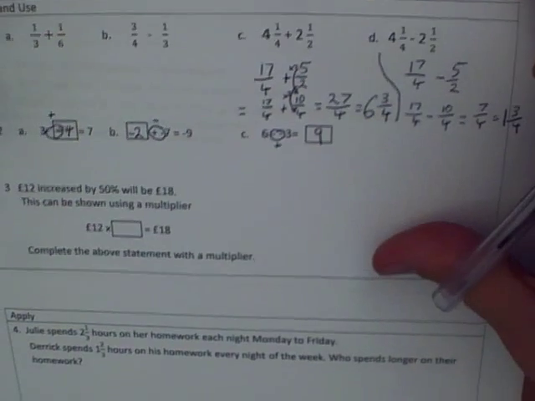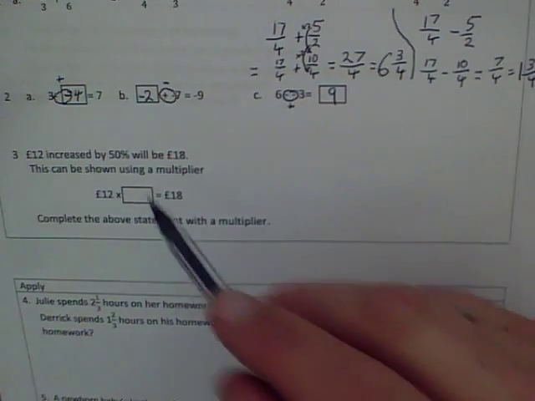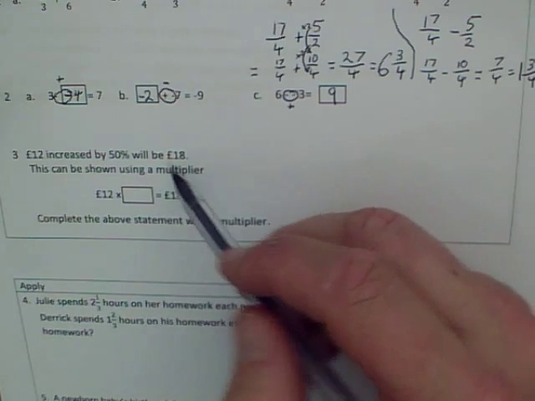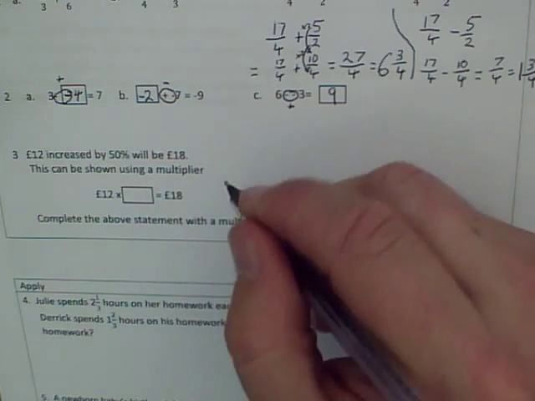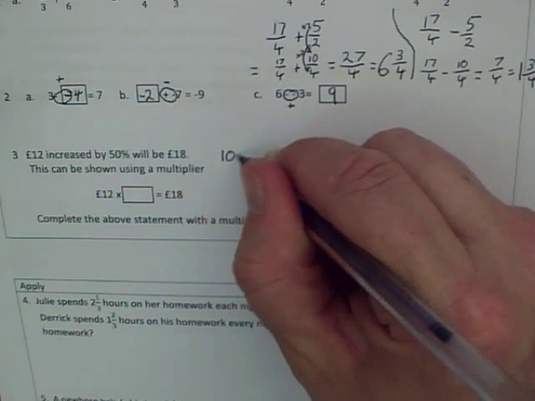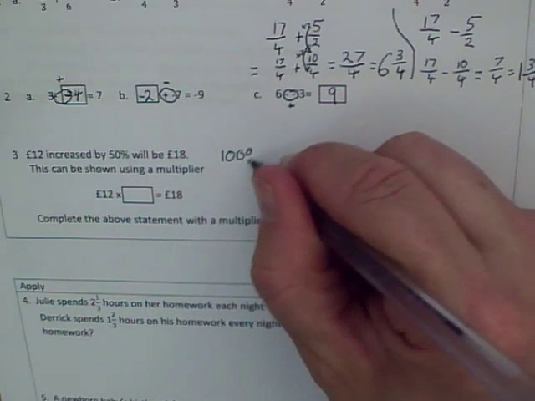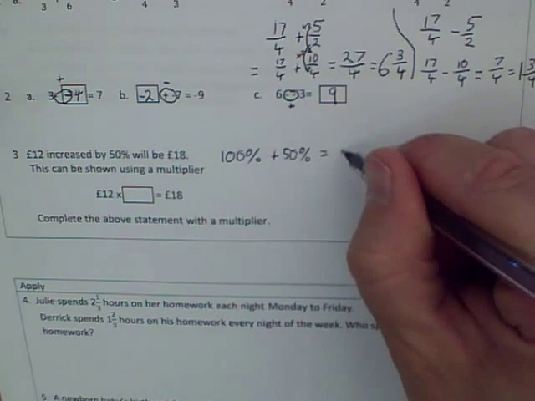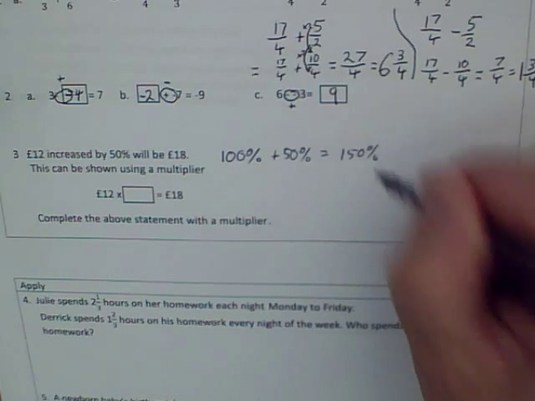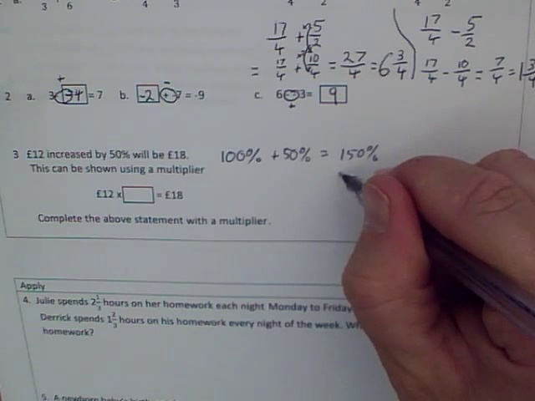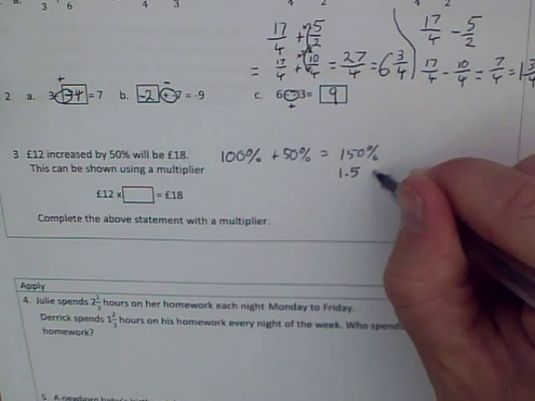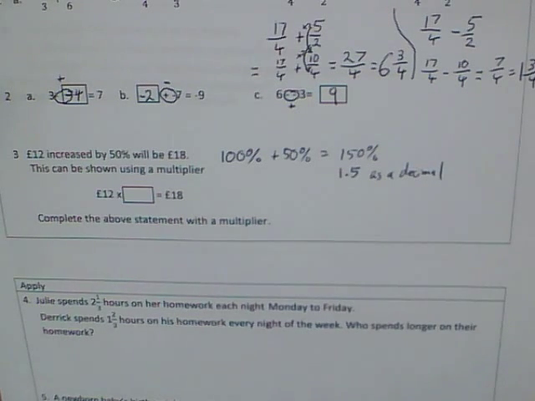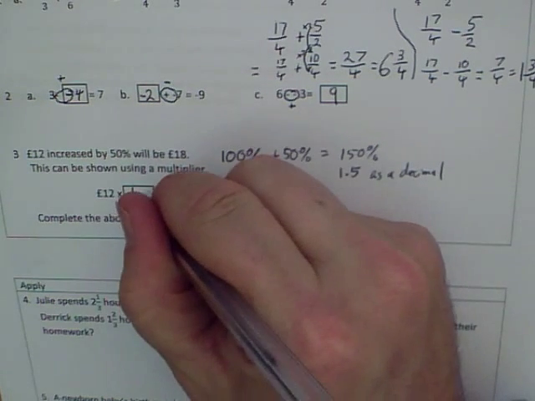And question 3. This is just testing multipliers. £12 increased by 50% will be £18. This can be shown using a multiplier. So what's my multiplier for 50%? To find a multiplier, it's an increase, so I've got 100%, and I'm going to add 50%, which is 150%. Now 150% as a decimal is 1.5, and that is my multiplier. That's how I find my multiplier. So 12 times 1.5.